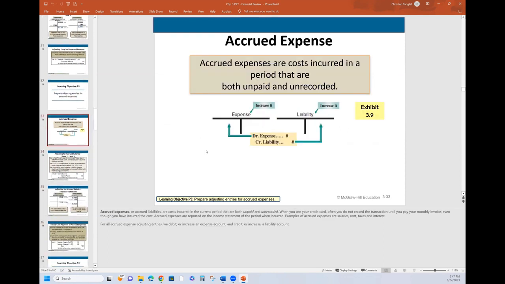Okay, now we have accrued expense. So we have costs that were incurred in the period, but they were both unpaid and unrecorded. That means, let's say in the utilities again, during the month, the way that the bill comes through is, let's say it runs from the 15th of the month till about the 15th of the next month. And I want to record, let's say I'm in July or August. Let's use August because we're in August. So August 15th to September 15th.